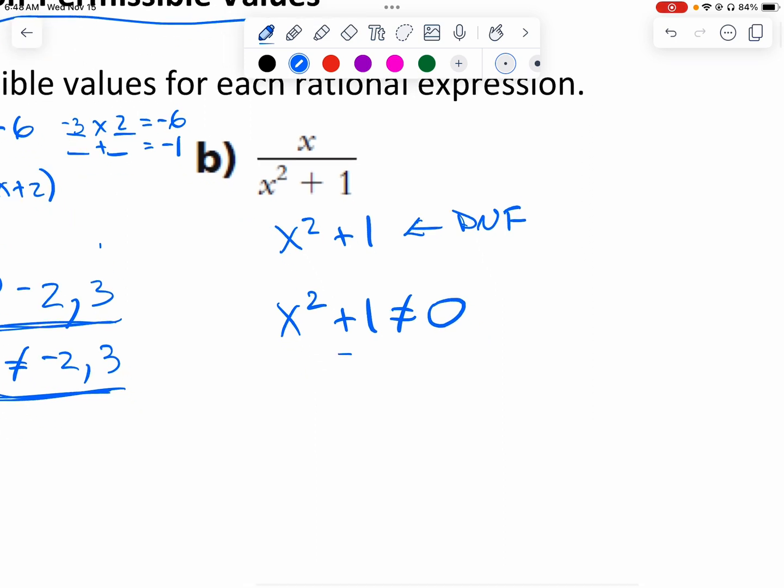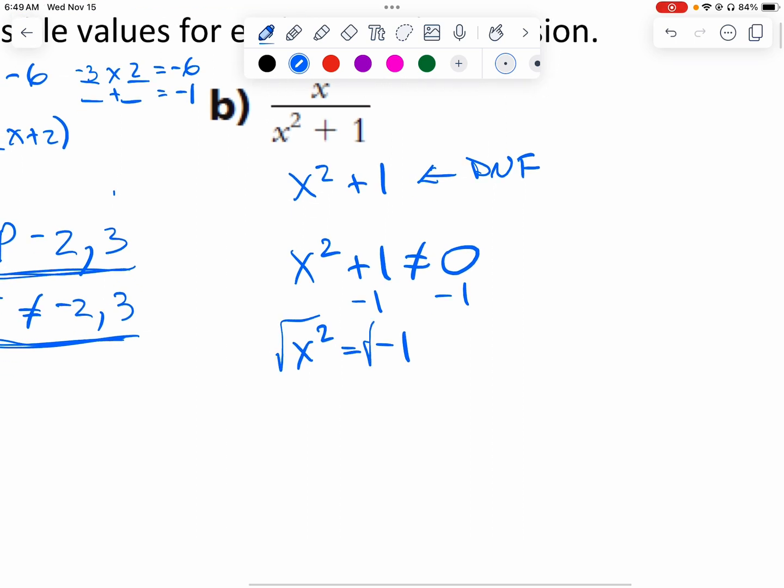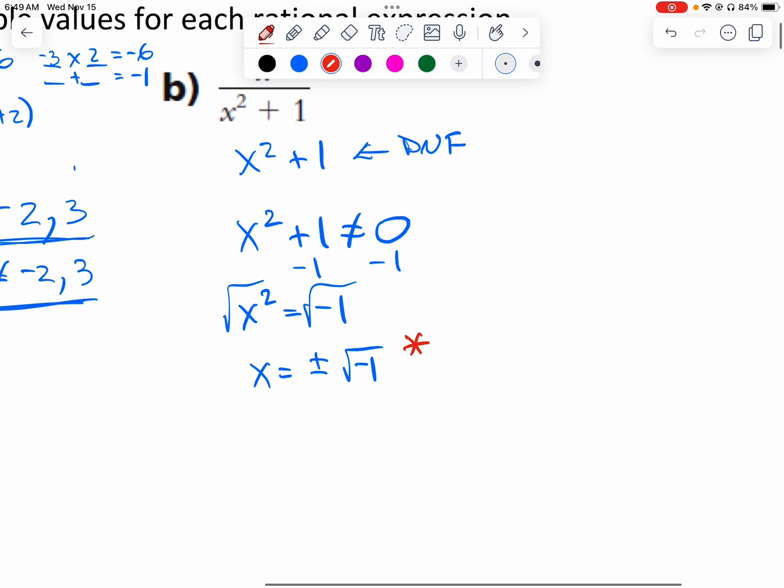Okay? So I would subtract 1 from both sides, I get x squared is equal to negative 1, and then I would square root both sides. So I get x is equal to, technically plus or minus the square root of negative 1, and here you should be saying, hey, wait a minute, this doesn't work. This is not possible, right? Because we cannot take the square root of a negative value. So in this instance, there isn't anything that we can put in for x that makes this equal to 0.